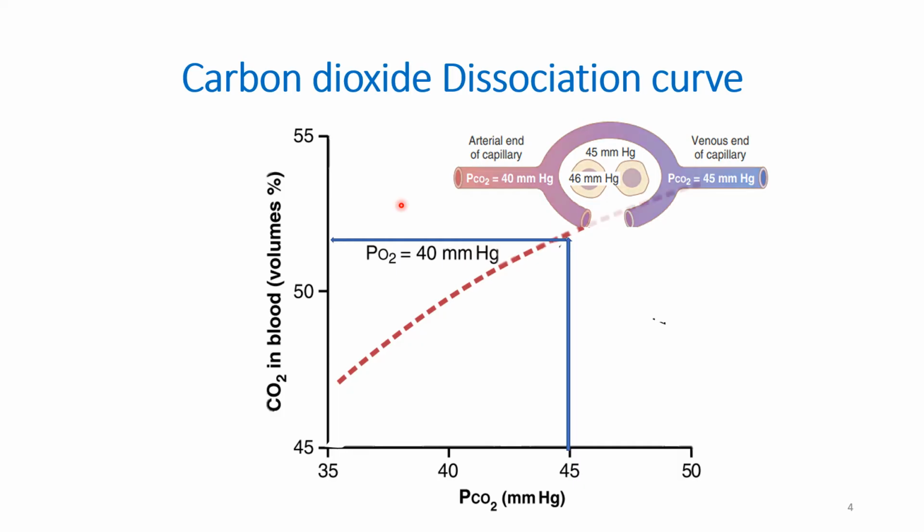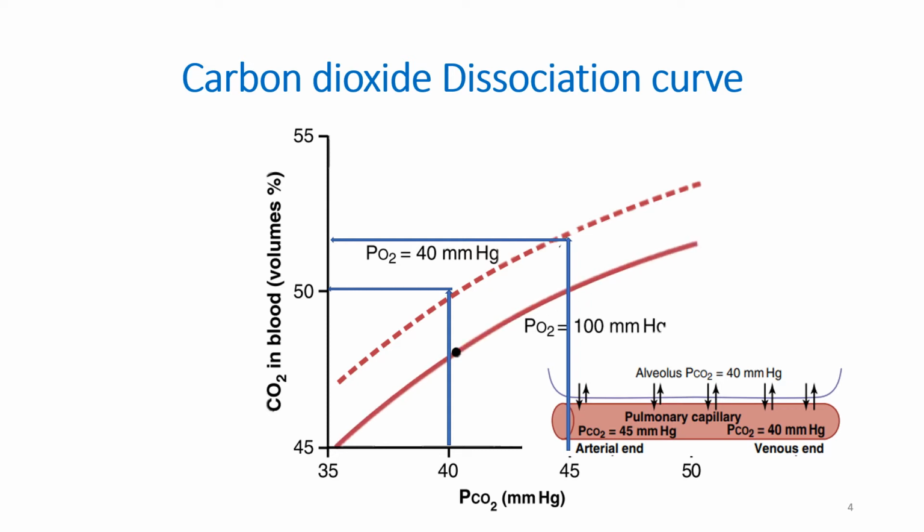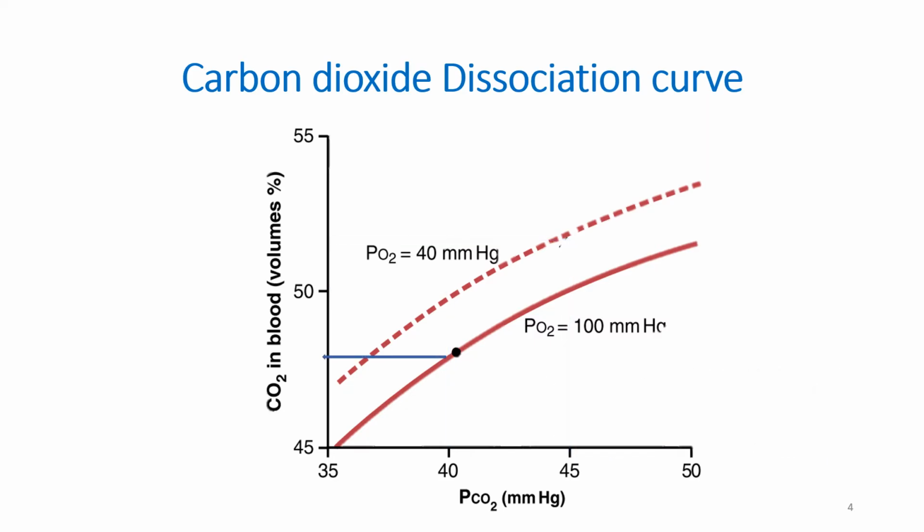Now, at the lung level, the partial pressure of carbon dioxide is 40. So from this graph, what will be the carbon dioxide content? It should be around 50, right? But now here comes a twist. When they actually measured it, they found that at the lung level, with the partial pressure of carbon dioxide at 40, the carbon dioxide content was only 48, instead of the expected 50. So what does that mean? It means that more carbon dioxide is released at the lung level.